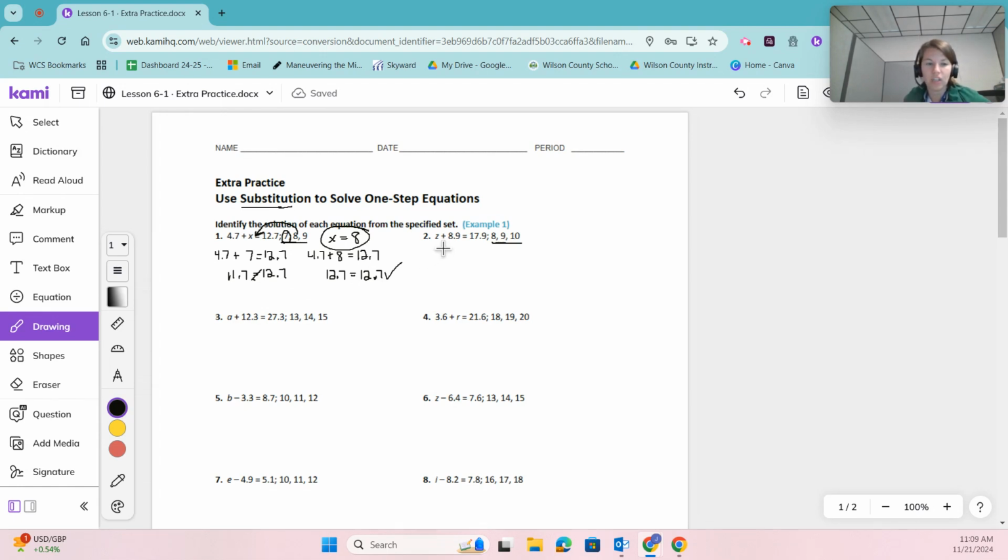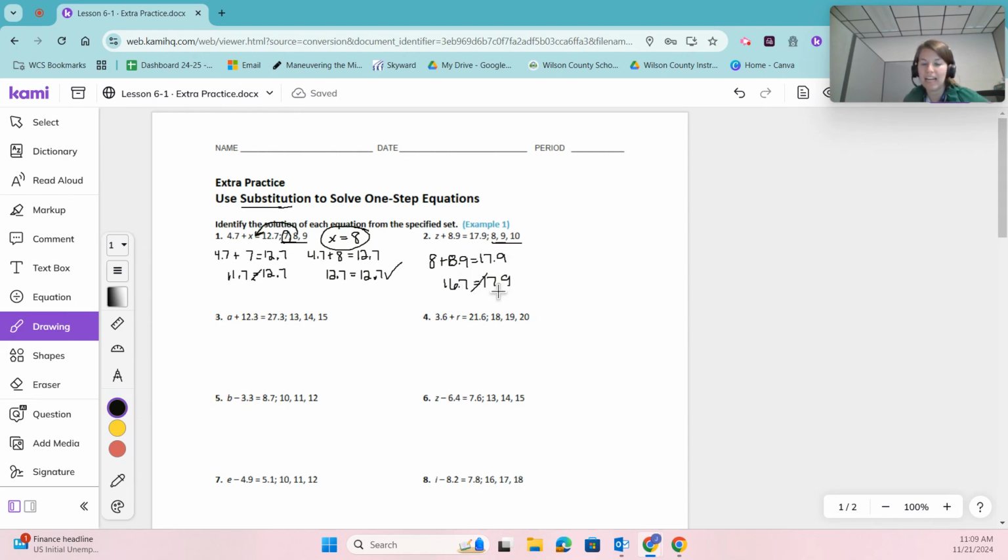Let's take a look at the next one. We'll do the same thing. z plus 8 and 9 tenths equals 17 and 9 tenths. The first one they give us here is 8. So I'm going to substitute 8 in for z. So I have 8 plus 8 and 9 tenths equals 17.9. 8 plus 8.9 is 16 and 9 tenths. So this does not equal, so that is not our solution.